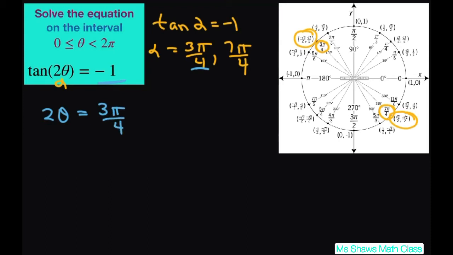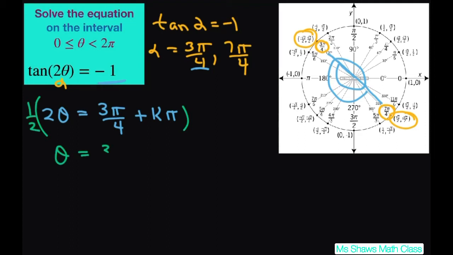And the period for tangent, it repeats every pi. So every 180 degrees, the solutions repeat. So we're just going to put k pi. Now, we're going to multiply everything through by 1/2. That's going to give us theta equals 3 pi divided by 8 plus k pi divided by 2.